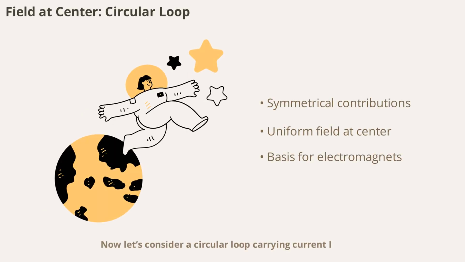Now let's consider a circular loop carrying current I. To find the magnetic field at the center of the loop, we apply the Biot-Savart law to each infinitesimal segment of the loop. Since all segments are equidistant from the center, the contributions add up symmetrically. The resulting magnetic field at the center is B equals mu0 I/2r, where r is the radius of the loop. This principle is used in devices like magnetic coils and electromagnets, where a strong, uniform field at the center is desired.